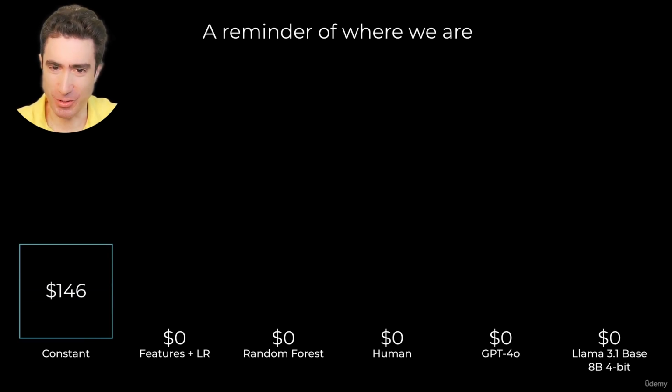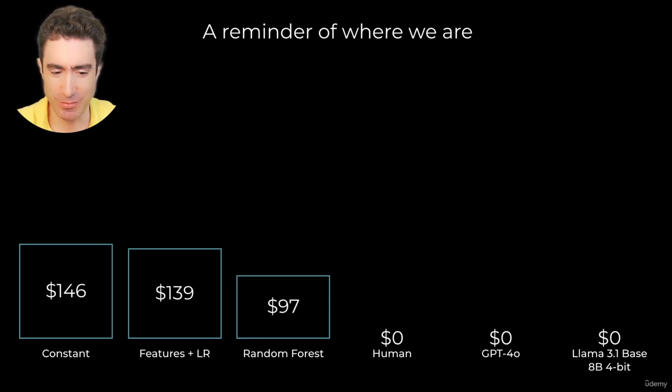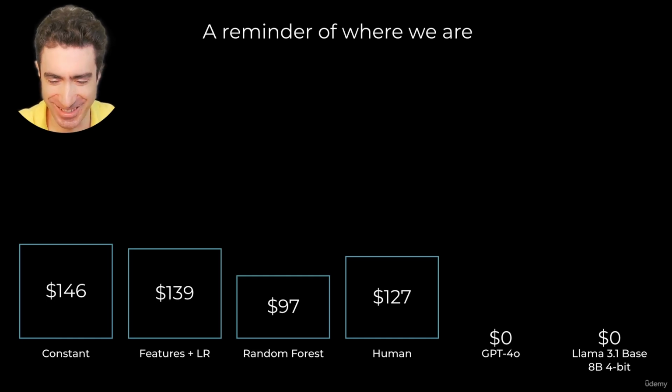We started with a constant model. We actually started with a random model, but I think we can put that one to bed. That was silly. So a constant model, which just guesses the average from the training data set, ends up with an error of 146. And we certainly hope that we can do better than 146. Otherwise, we might as well stick with a constant. When we used very simplistic traditional machine learning with basic features, we got 139. You remember that well, I hope. Random forest, a more sophisticated algorithm that also looked at the language, the words, got down to 97. This human did a poor job at 127.